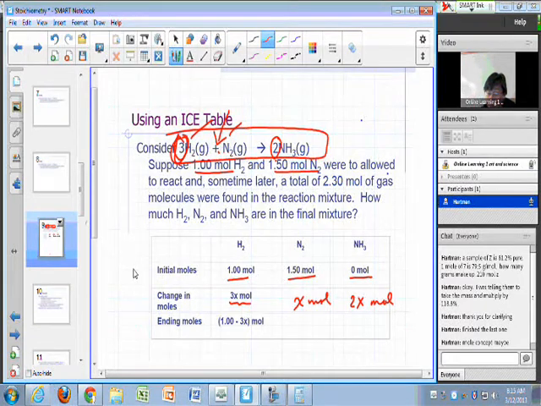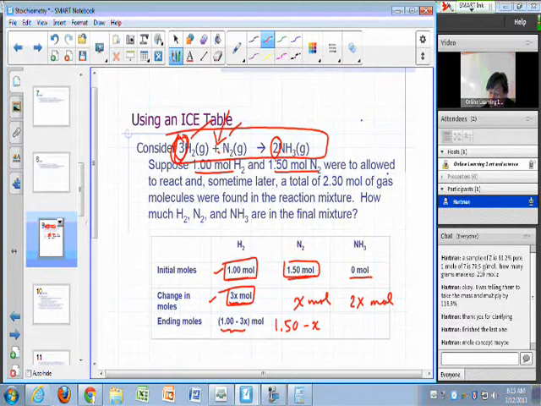So you'll end up with, if 1 mole of H2 is what you start with and you lose 3x moles, you end up with 1.00 minus 3x moles. Starting amount minus the amount that was lost leaves you with 1 minus 3x. For N2, you start off with 1.50, you lose x moles, so 1.50 minus x. And NH3, you start with nothing, so 0, and you gain 2x moles.